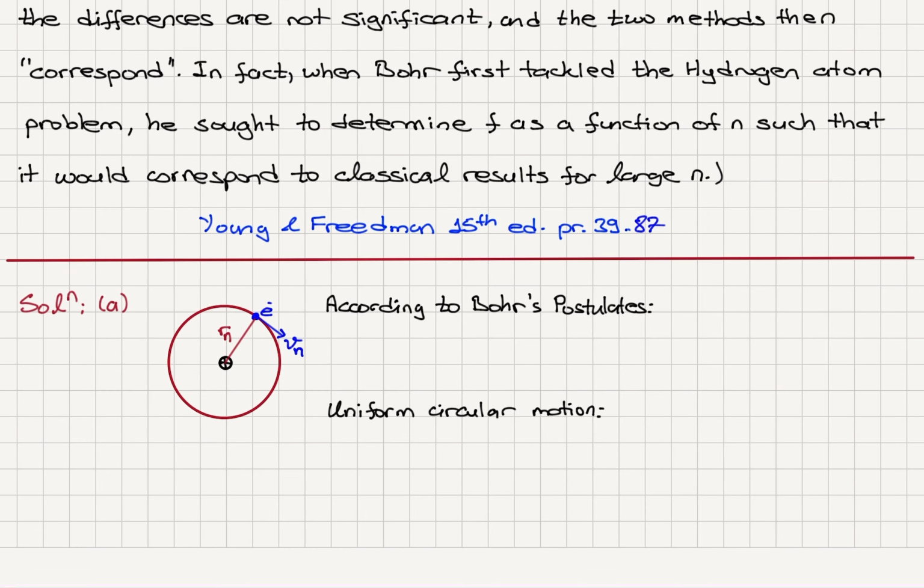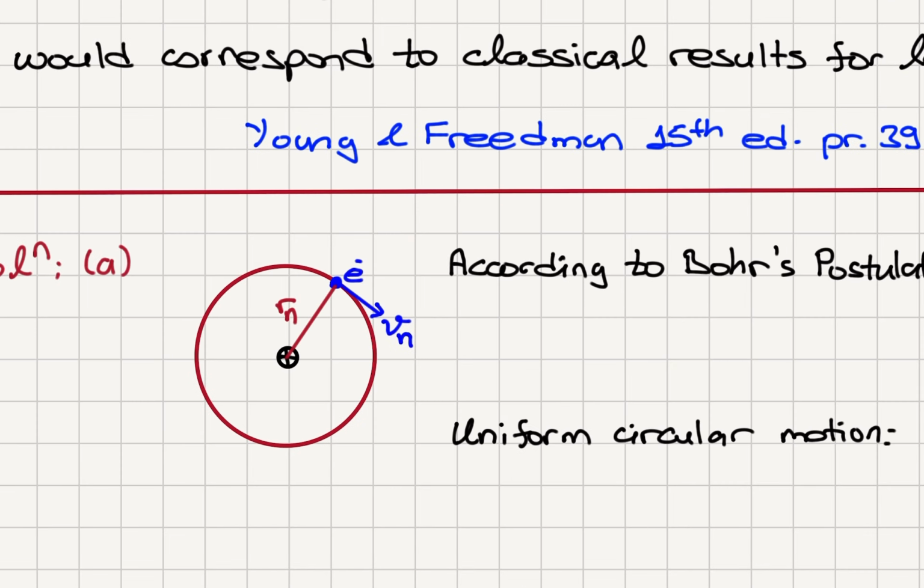Okay, so let's remember the Bohr model. We have the hydrogen nucleus here, which is positively charged. The electron is orbiting around the nucleus, performing uniform circular motion. For the nth orbit, it has a radius r sub n and a tangential velocity v sub n.